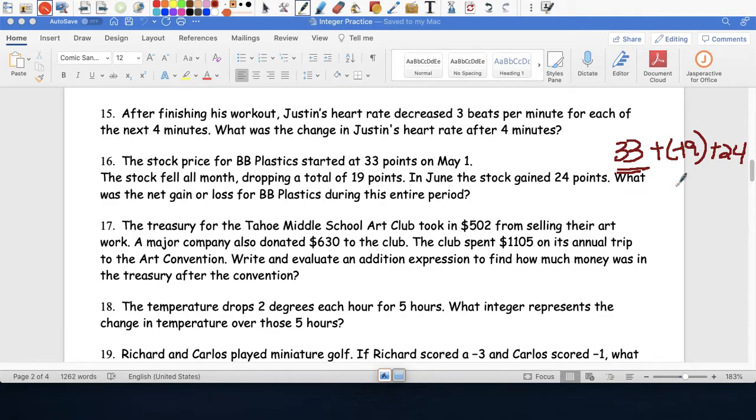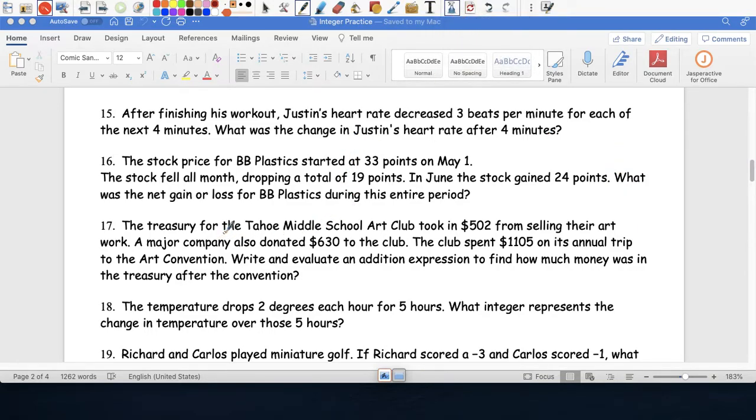24. Okay, so what is the net gain or loss for the stock during the entire period? Well, it was 33, if you add negative 19, you're going to get 14, right? And then if you add 24, it's going to go up to 38. Okay, so basically the stock moved up 5 points. It was at 33, and after 2 months, even though it went down 19 and up 24, it ends up at 38. So from the 33, it just went up 5 points. Depends on how you look at it.